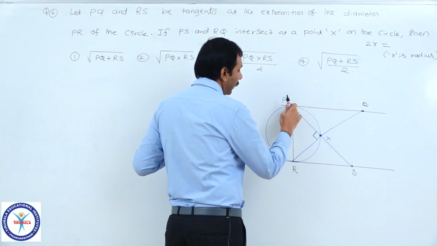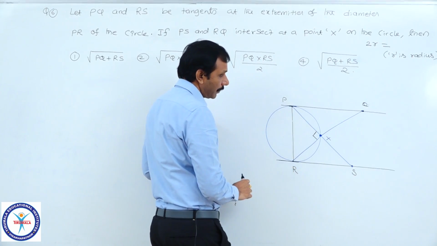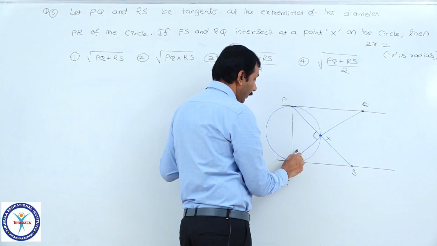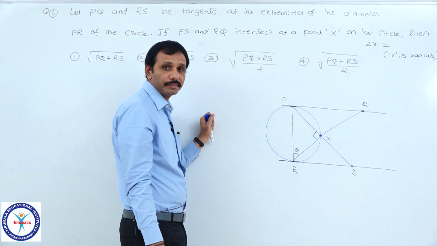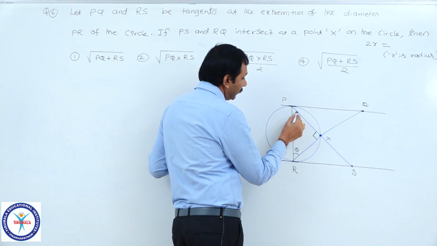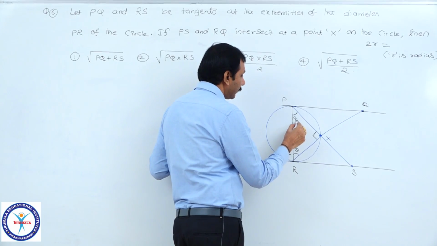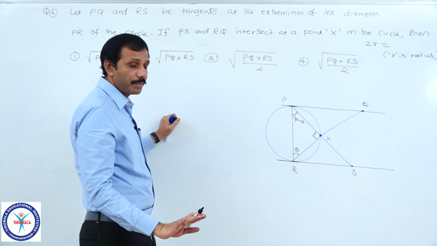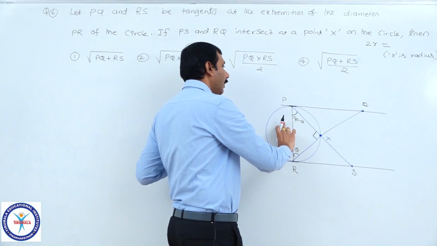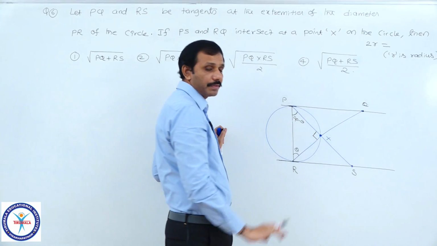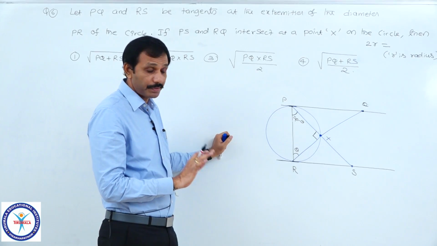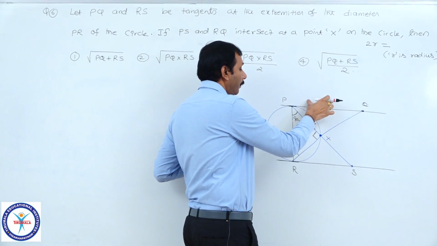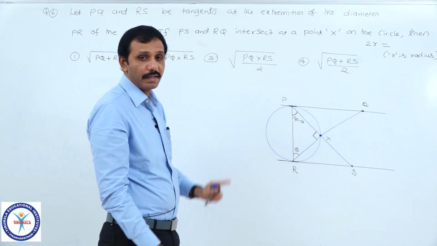Now in this triangle XPR, observe this, because I want a relation for PQ and RS. If I take this angle as theta, then this angle will become 90 minus theta. I want a relation for PR, which is 2R, and PQ and RS. Complete all these relations in terms of that.